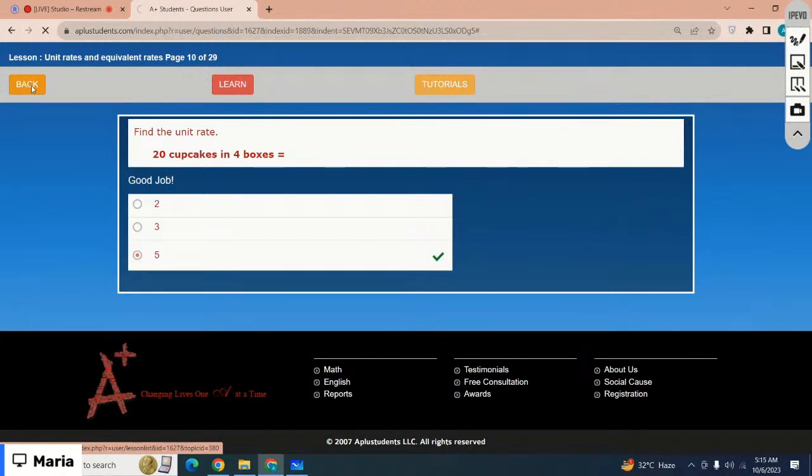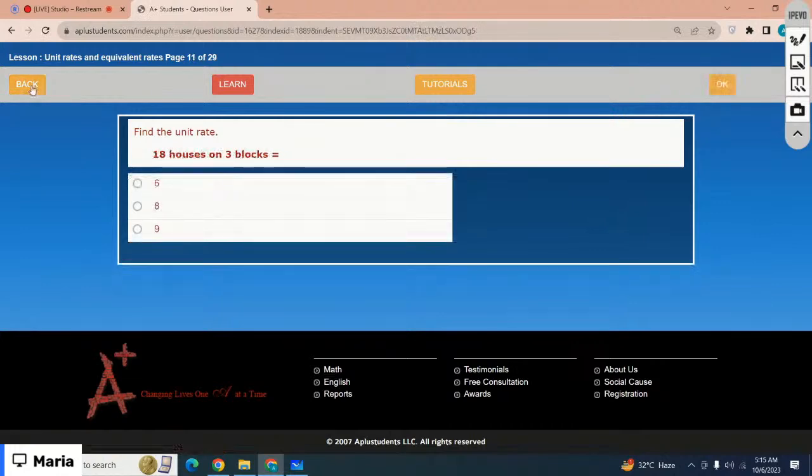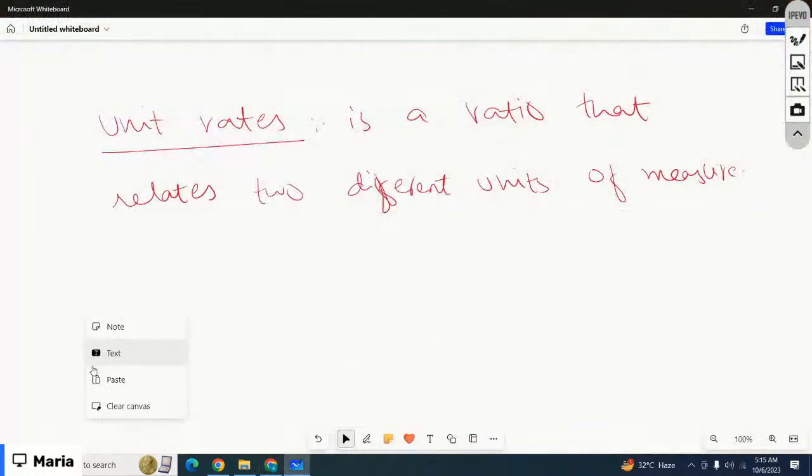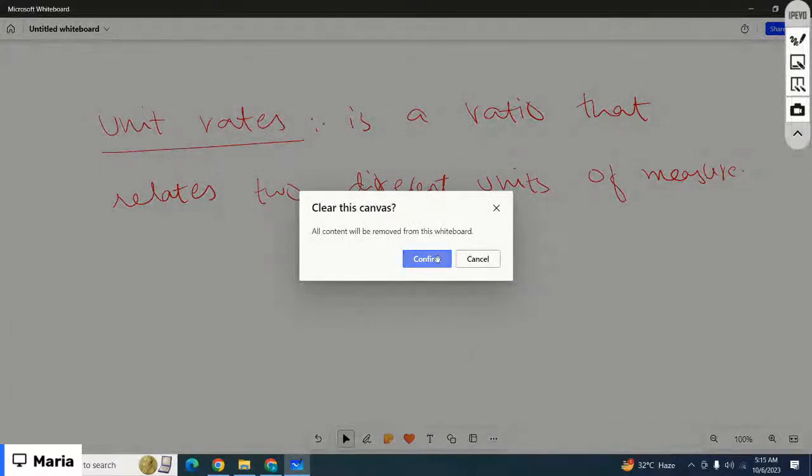And the next one is scale drawings. What is scale drawings? What do you know about scale drawings? Scale drawings mean an enlargement or reduced size of the original drawing.